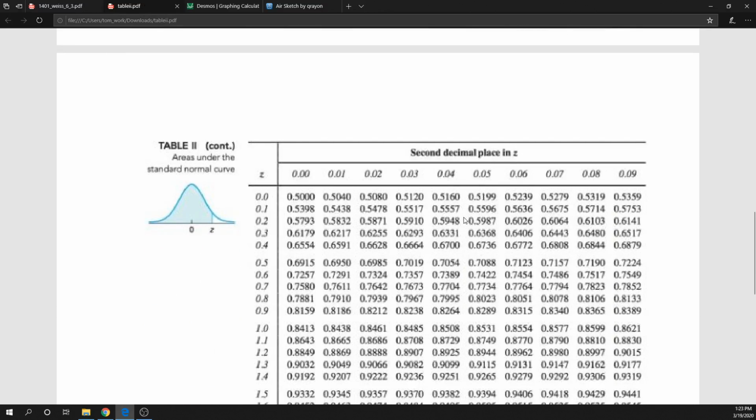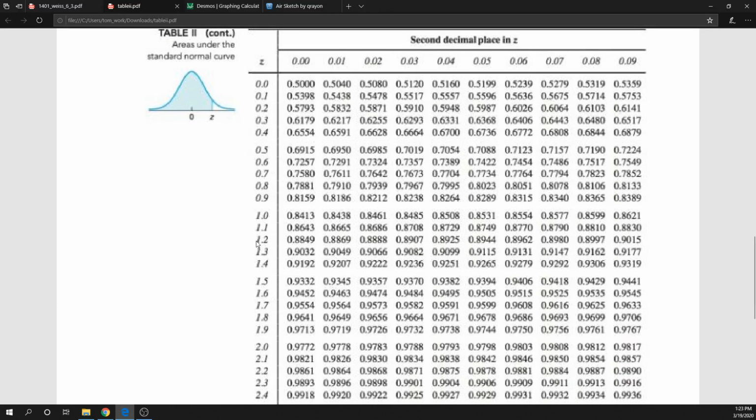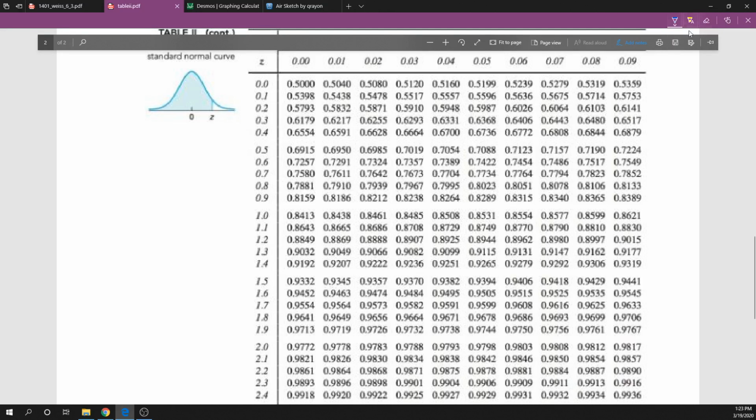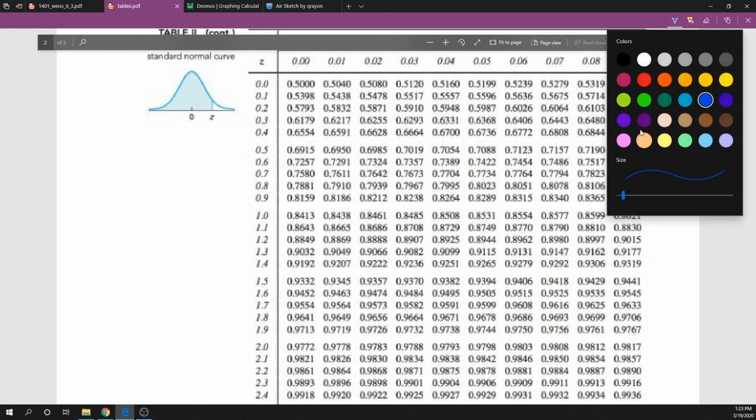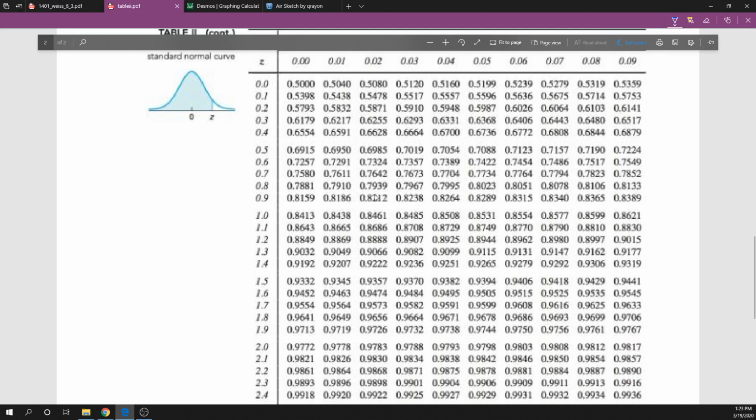And that's a positive z-score, so we're going to be on the second page. 1.2 is right here. And then 0 is right here. So it's 0.8849. So let me write that down. 0.8849.